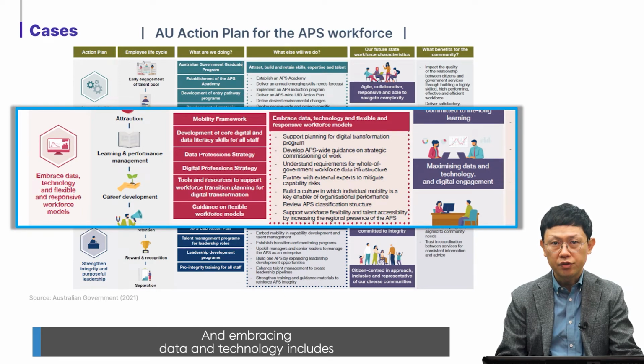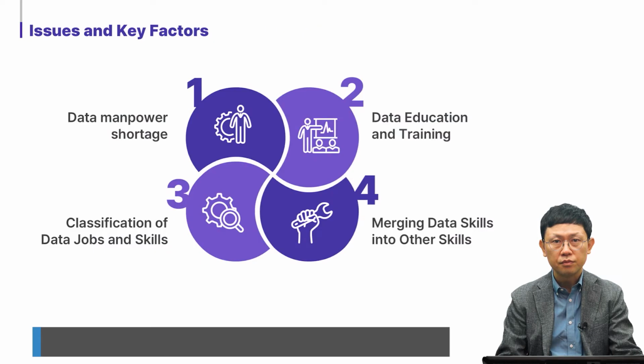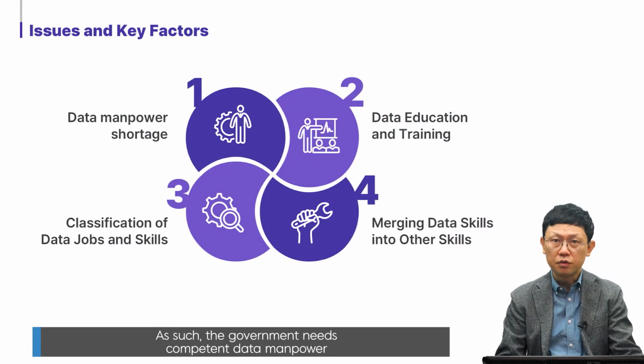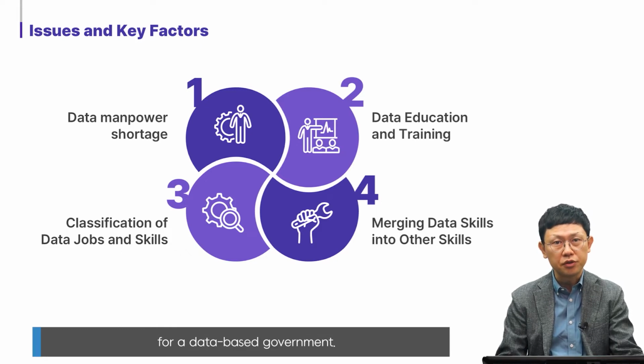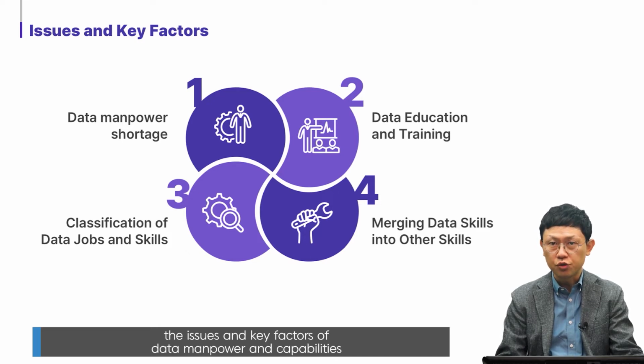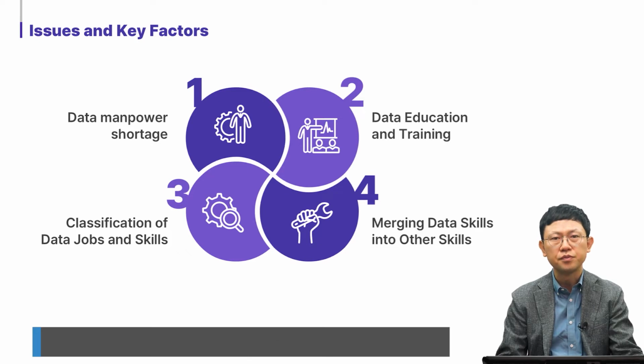And embracing data and technology includes supporting the planning of digital transformation programs or understanding the requirements of the entire civil service data infrastructure. As such, the government needs competent data manpower for a data-based government. From now on, let's take a look at the issues and key factors of data manpower and capabilities necessary for the success of data-based government.